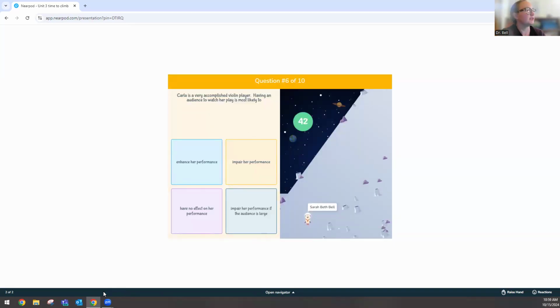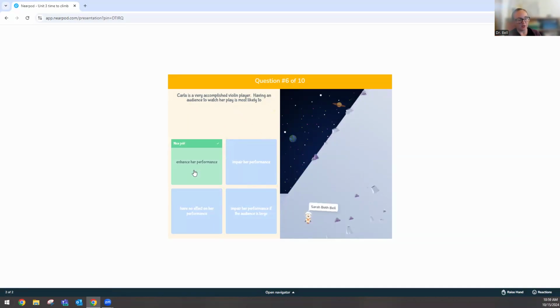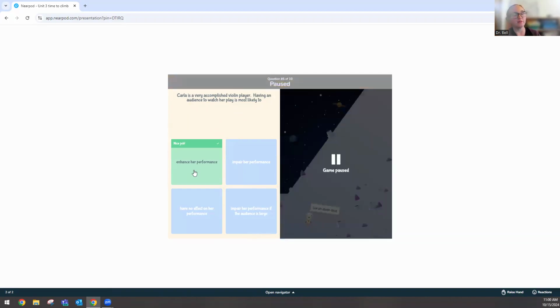Carla is a very accomplished violin player. Having an audience to watch her play is more likely to enhance her performance, impair her performance, have no effect, or impair her if the audience is large. So this will enhance her performance. We talked about a theory about performance where if you're really good at something, having an audience will help you do even better. But if you're not confident, you will do worse.